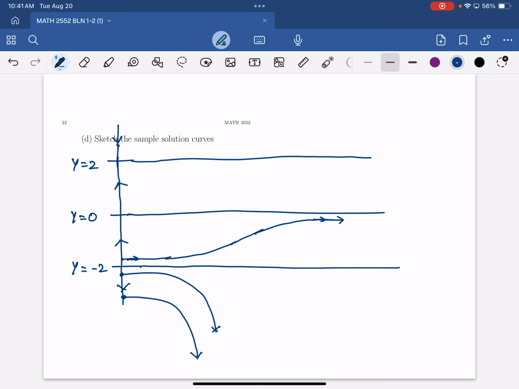So between 0 and 2, what is happening? If my initial value starts out from here, it should converge. If my initial value starts out here, it should converge there because y equals 0 is semi-stable, so it changes its concavity and goes there. Right?